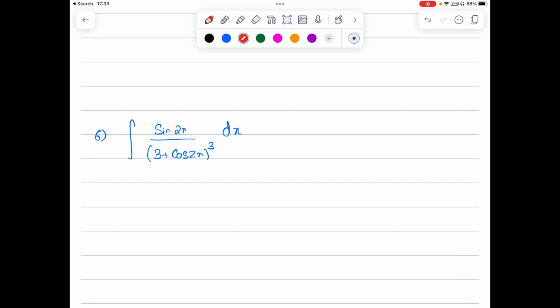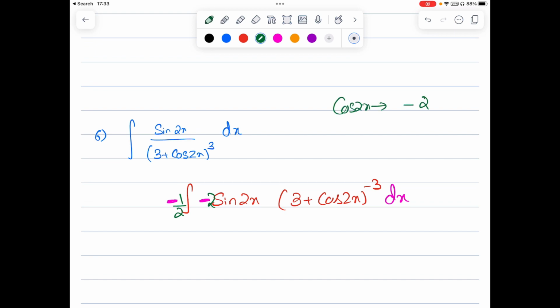Now whole power 3, so we can't use that formula. So rather than that, bring that to the numerator: sine 2x times 3 plus cos 2x whole to the power of negative 3. Now cos 2x derivative is negative sine 2x. So negative is missing, minus and minus. And moreover 2 also, so multiply by 2, divide by 2, because what is cos 2x derivative? Negative 2 sine 2x.